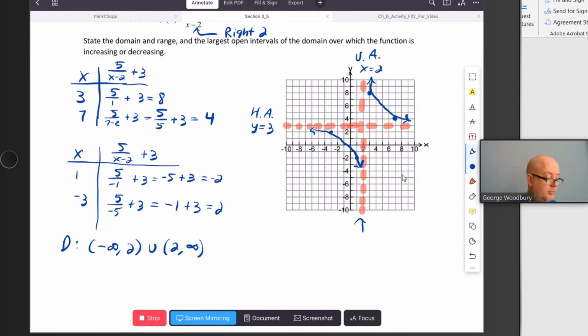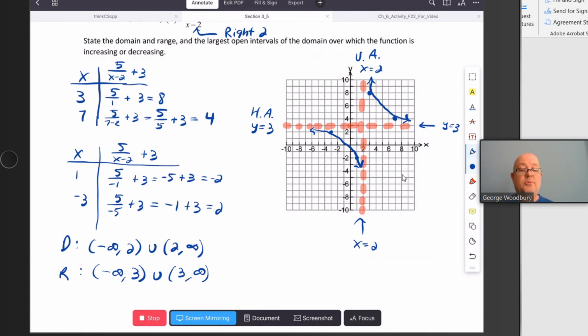As we go from left to right, the problem shows up at x equals 2. For the range, we measure that from the bottom to the top. And where do we run into trouble? We run into trouble when y is 3. So the range goes from -infinity to 3, union 3 to infinity. Right. And again, as I mentioned, this is decreasing everywhere.